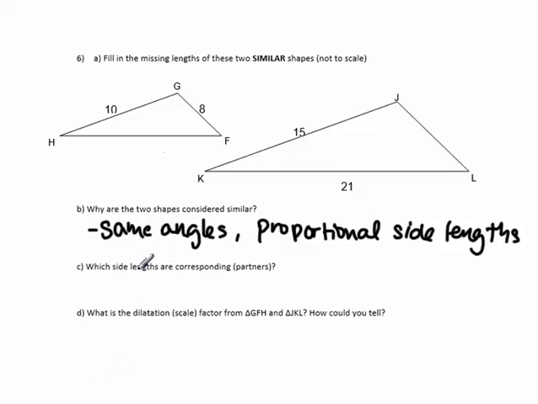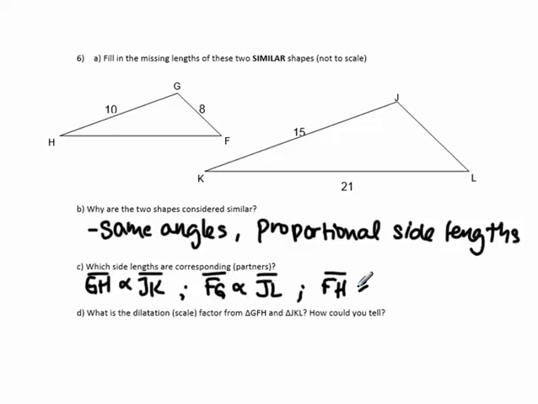Now, the side lengths that are corresponding, we saw that GH is going to be proportional to, so that's a little bit of a funny symbol, which means it is in the same ratio as JK. Also, we have that FG will be proportional to the other side, which is JL. And lastly, you can try to figure this one out yourself, but FH is proportional to KL.